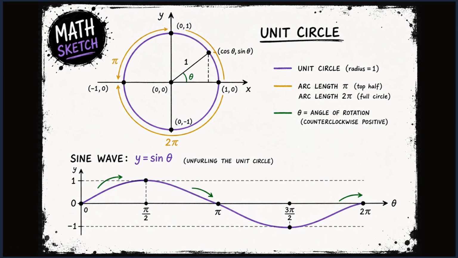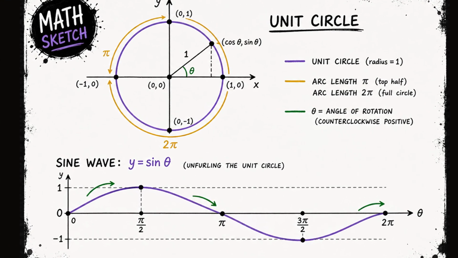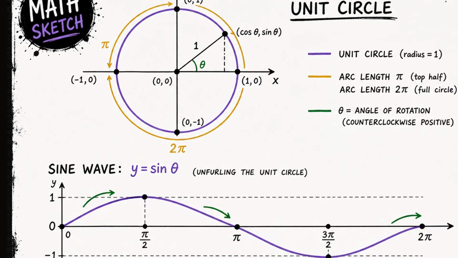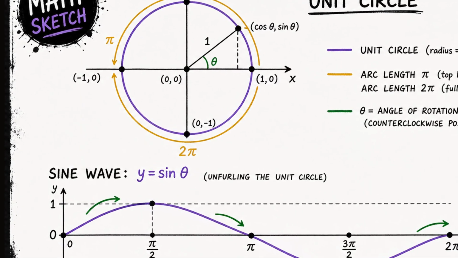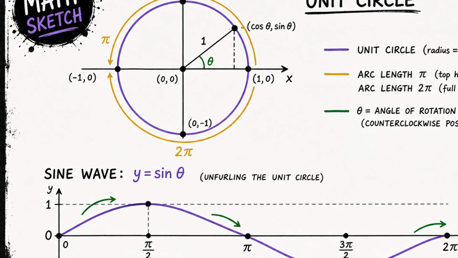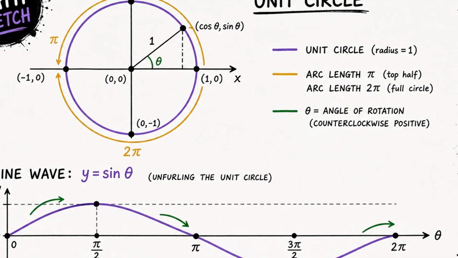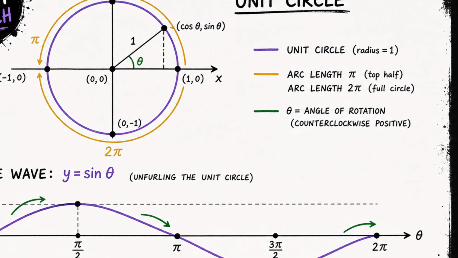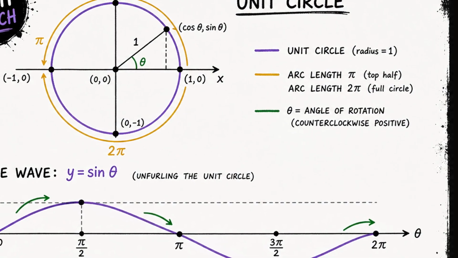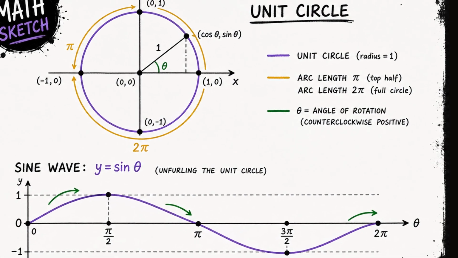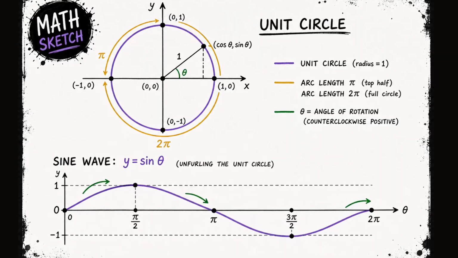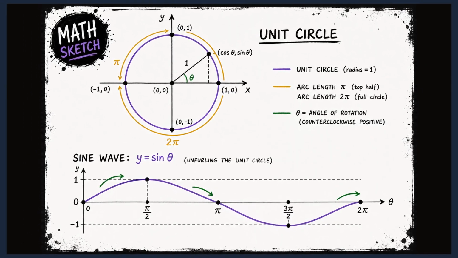Degrees are arbitrary, 360 for a full turn. Radians measure turn by arc length on a unit circle. Half a turn, arc length pi. Full turn, 2 pi. When physics writes sine and cosine, it uses radians, and pi rides along in every oscillation formula you have ever seen.